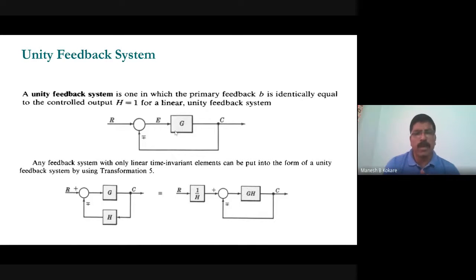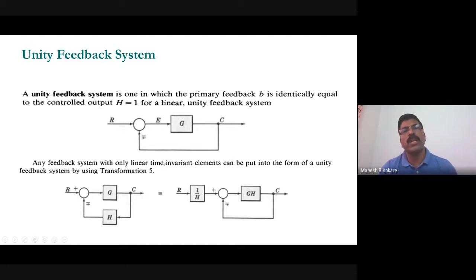Now, what is a unity feedback system? If the feedback element H(s) has a value equal to 1, then the gain will be equal to 1. So this system is considered a unity feedback system, right? Here the feedback element H(s) has a value of one, so it is called a unity feedback system. A unity feedback system is one in which the primary feedback b is identically equal to the controlled output, H equal to 1 for a linear unity feedback system. So this is called the unity feedback control system.